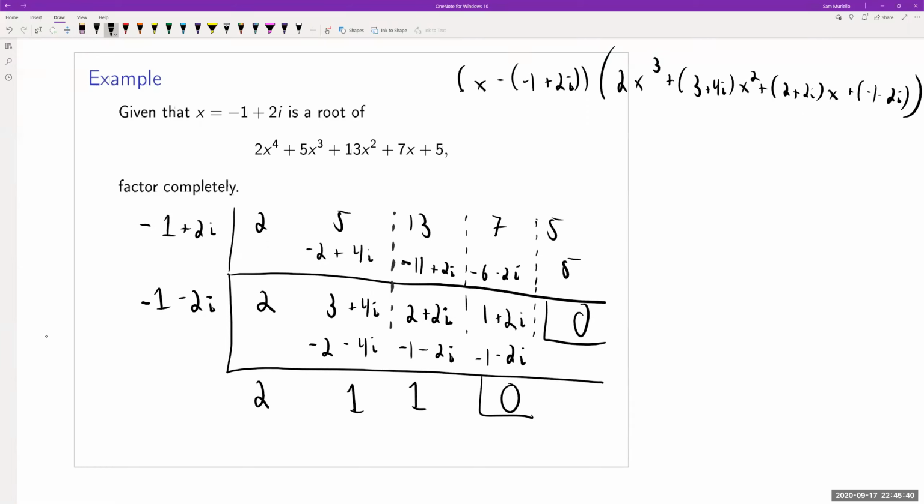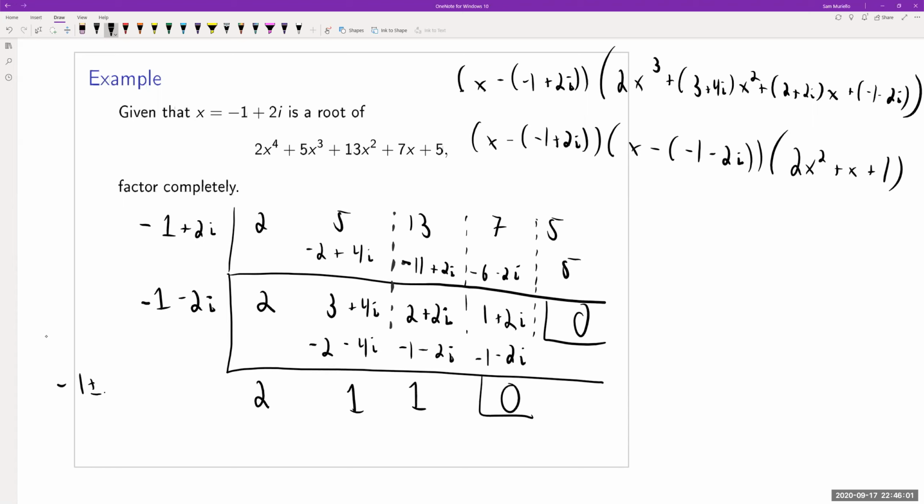This means that now I've got another factored form: x minus negative 1 plus 2i, x minus negative 1 minus 2i, multiplied by 2x squared plus x plus 1. Factoring this last piece is just a simple application of quadratic formula. Negative 1 plus or minus root 1 squared minus 4 times 2 times 1, all over 4. Thus, I get my final answer. Let's just clean this up. So negative 1/4 plus or minus, this looks like it's going to be root 7 over 4i.